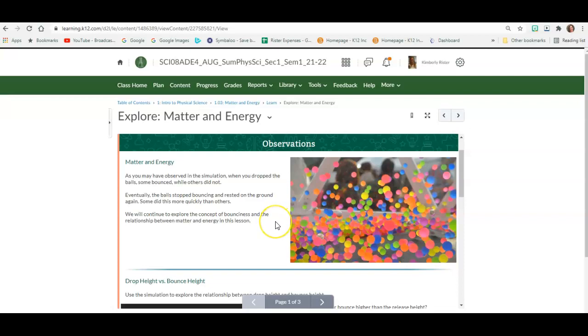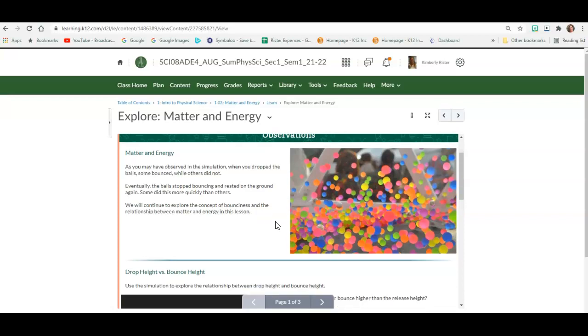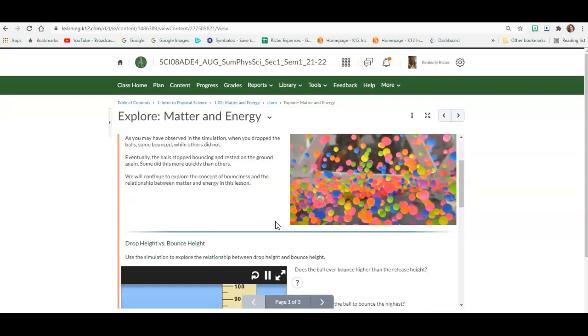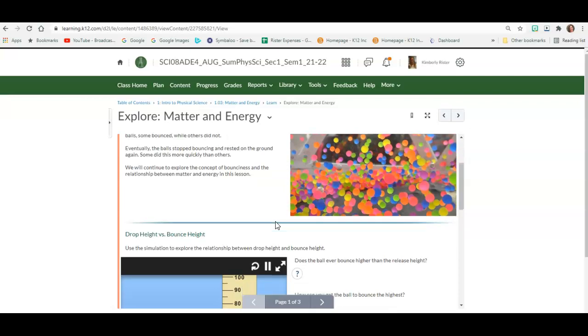So as you may have observed in the simulation, when you dropped the balls, some bounced while others did not. Eventually, the balls stopped bouncing and rested on the ground again. Some did this more quickly than others. We will continue to explore the concept of bounciness and the relationship between matter and energy in this lesson.